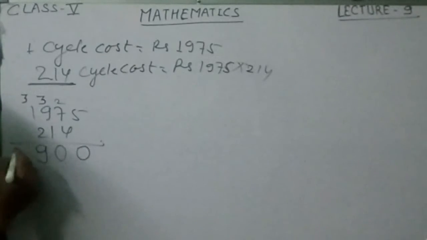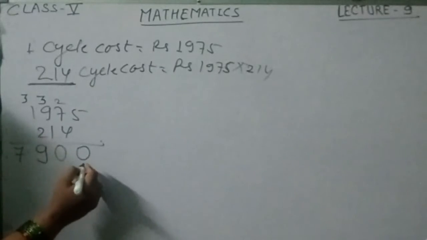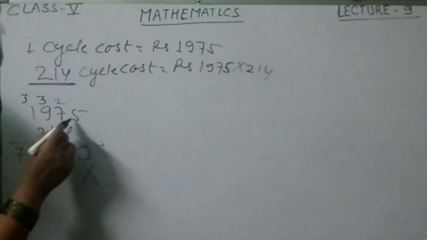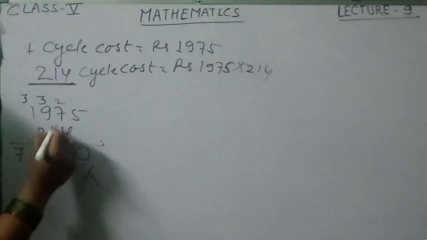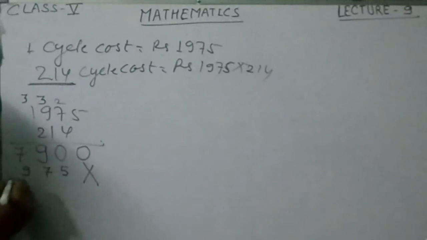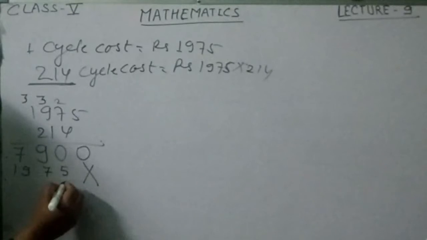Then when we start the second number, the first work is to put the cross mark. Then we start. 1 five is 5, 1 seven is 7, 1 nine is 9, 1 one is 1. Again, we have to start the third number. Then what work do we have to do?